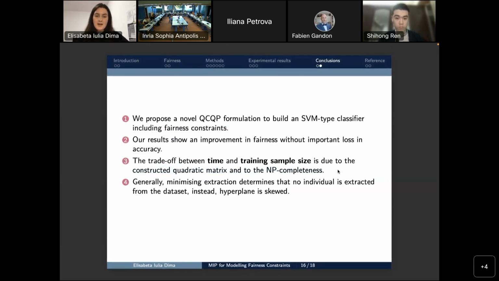And also, we have seen as an empirical observation that minimizing the extraction vector, which is alpha, determines that no individual is extracted from the dataset. Instead, it is affecting the hyperplane a bit. So as I mentioned, it gives us a smaller accuracy while trying to satisfy all these constraints and that minimization problem.